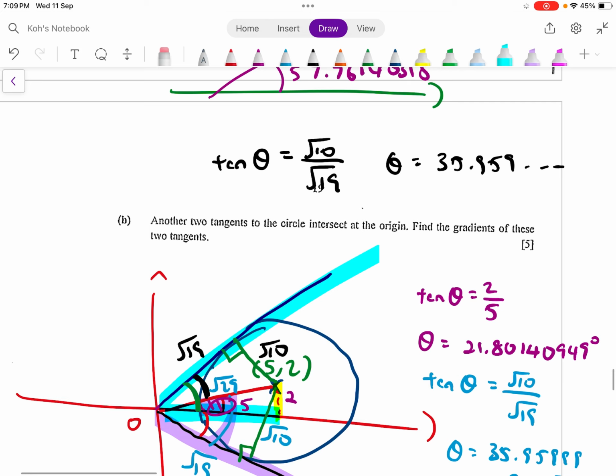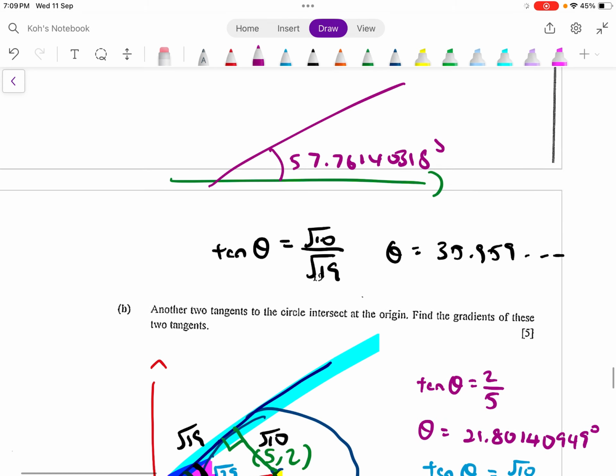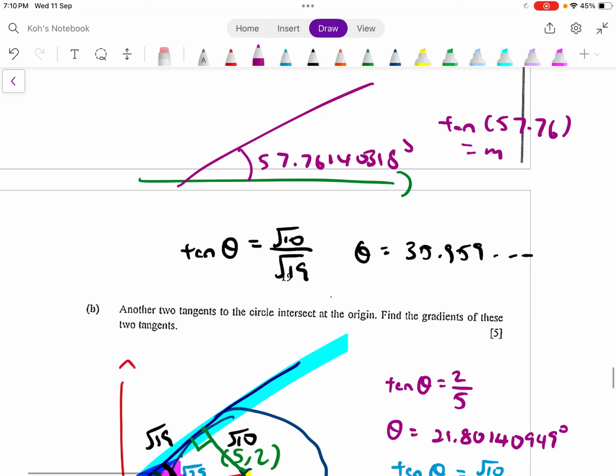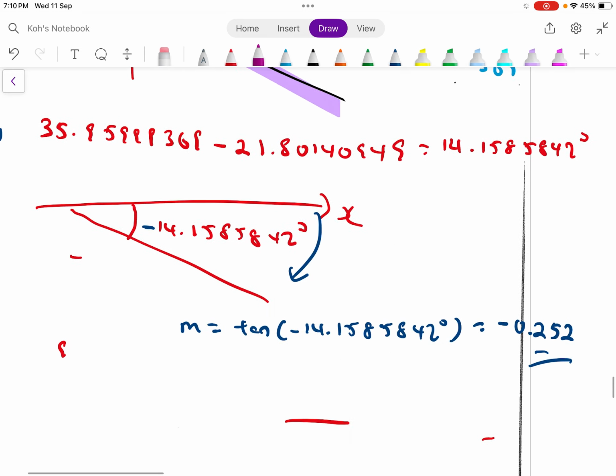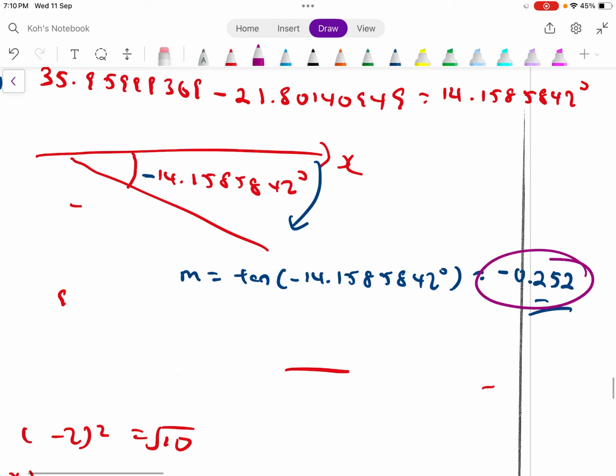Because the 57 point something is actually referring to this part. Yep. So done. 57.7 something is equal to the angle of the gradient. So let me just press in the calculator. Okay, so my second gradient is 1.59 like that. So the two answers will be 1.59 and negative 0.252. So that's how we do it.